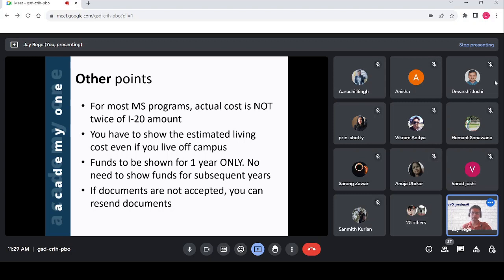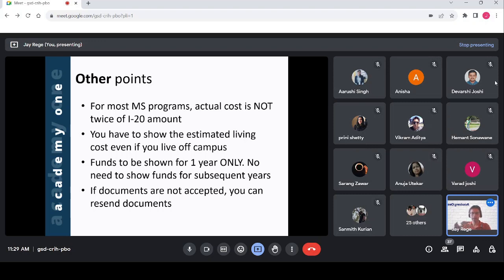So it is not that the cost of your program is going to be double of that, which is going to be 100,000. So don't just directly double the cost of the I-20 and assume that this is what it's going to cost me to study at a particular university. I-20 generally does not give the actual program cost or the actual amount that you will be spending at that university. If you need to know the actual tuition, you have to go to the university's website, understand first of all how many credits is your program and what is the per credit tuition rate. And then you will have to calculate.